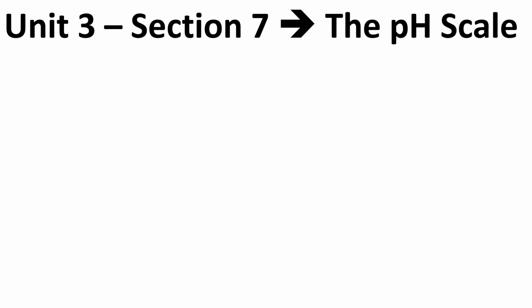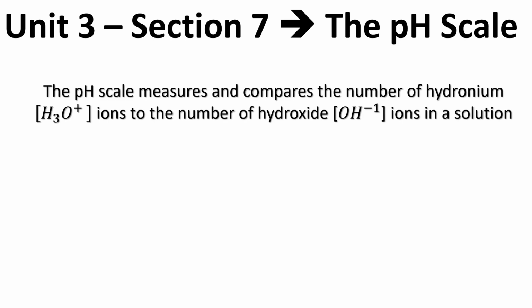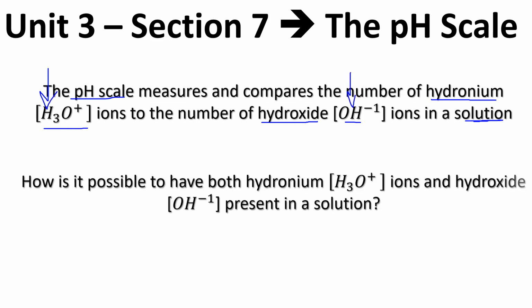In our lesson today, we're going to look at something called the pH scale. So what is that? Well, the pH scale measures and compares the number of hydronium ions, H3O+, to the number of hydroxide or OH- ions in a solution. What I'm saying here is every time we have a solution, we have both the basic molecule and the acidic molecule present.